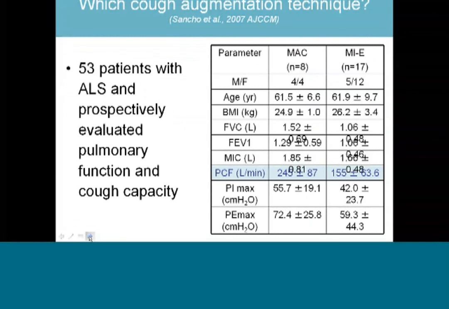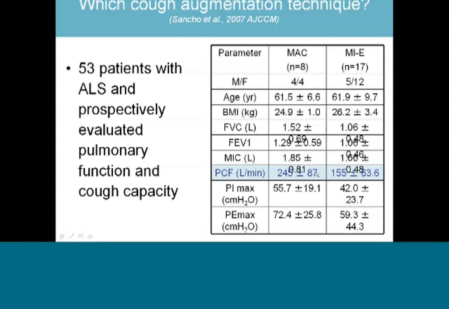So often we get asked what cough augmentation techniques work, and there is very little evidence in children and over which are the critical levels that we need to improve cough strength. Unfortunately the slide has been a little bit distorted, but what I'd like to highlight is the peak cough flow, or PCF part of it, that's highlighted in blue.